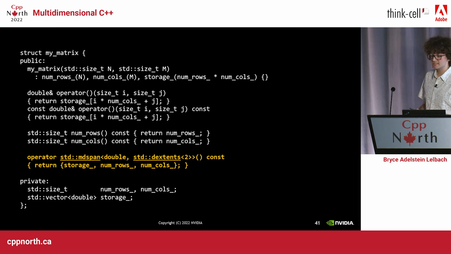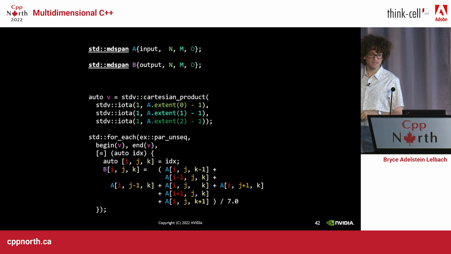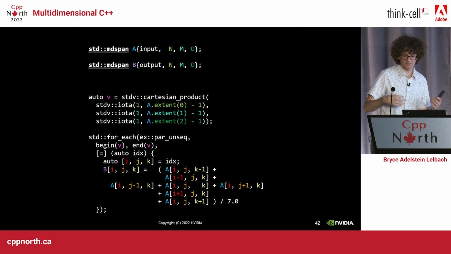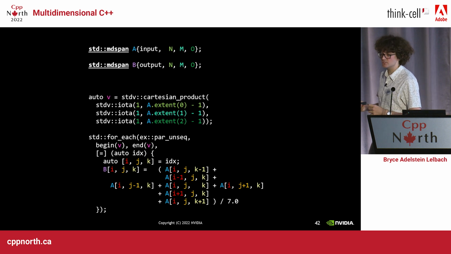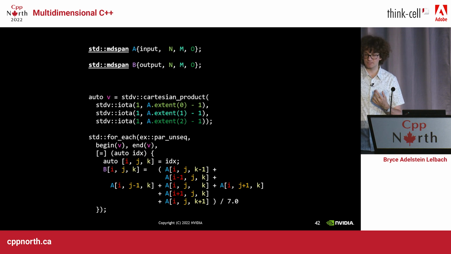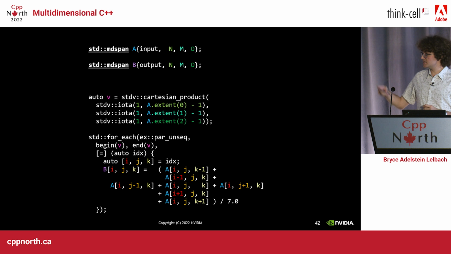So now let's take a look at some examples of how we can use mdspan. This is a 3D 7-point stencil inner kernel, similar to what you'd see in a lot of HPC applications. This is from a proxy application called MiniGhost. And here we have two 3D mdspans that represent the problem state. We use this Cartesian product of iotas trick here.